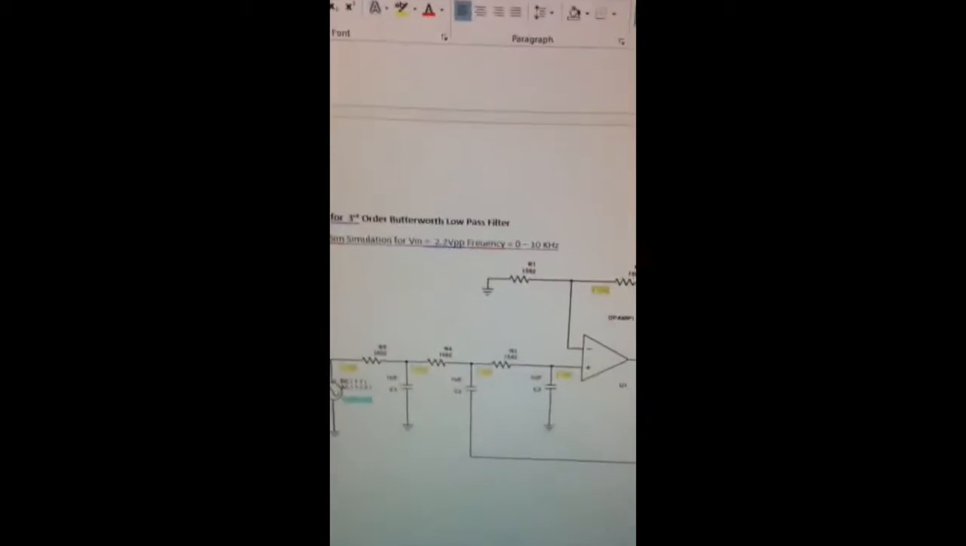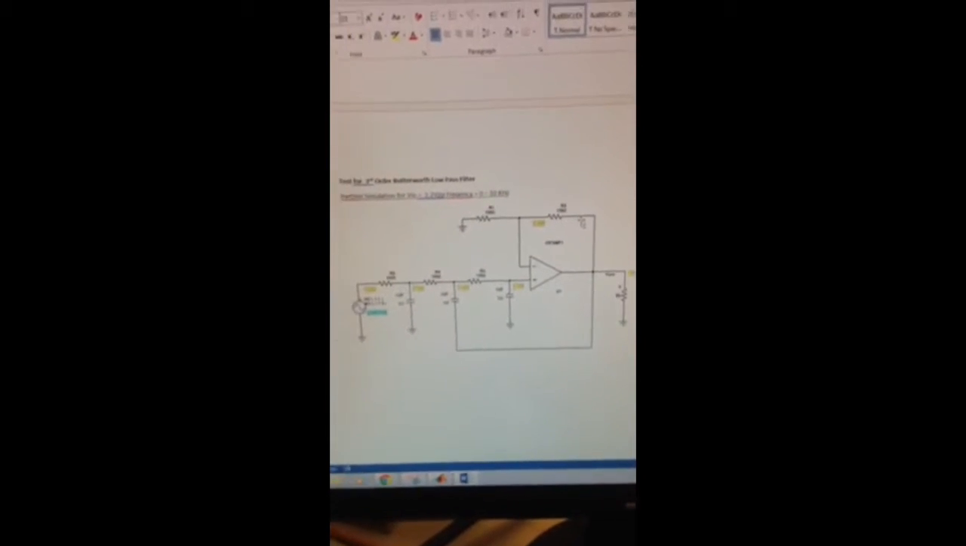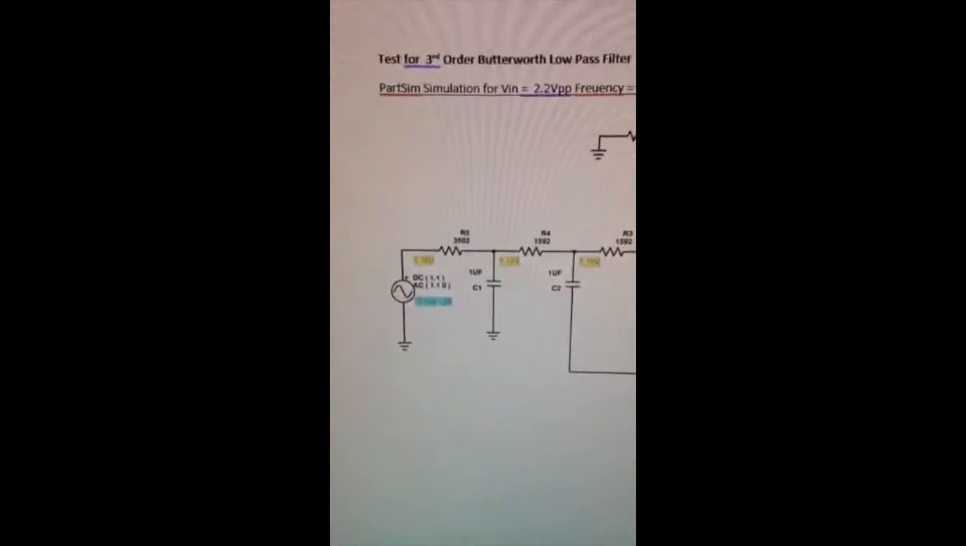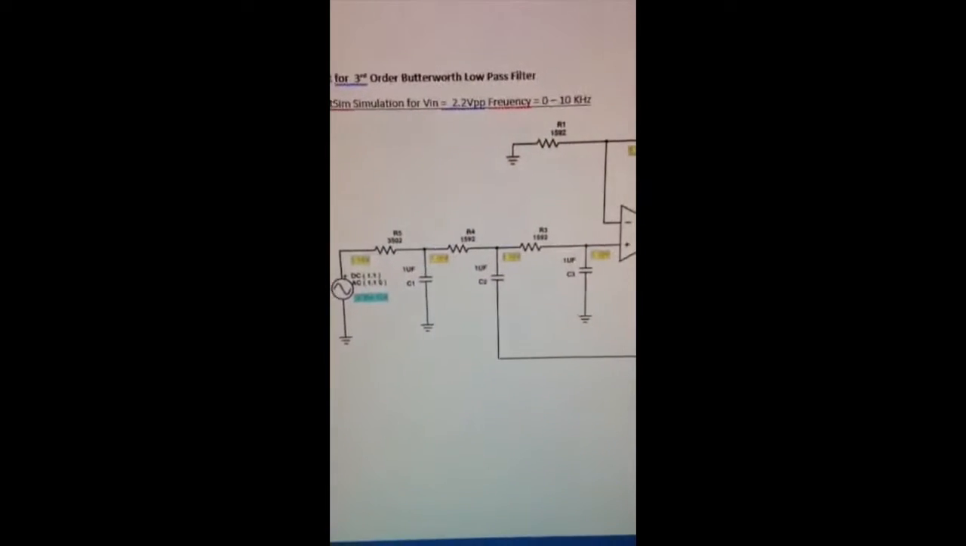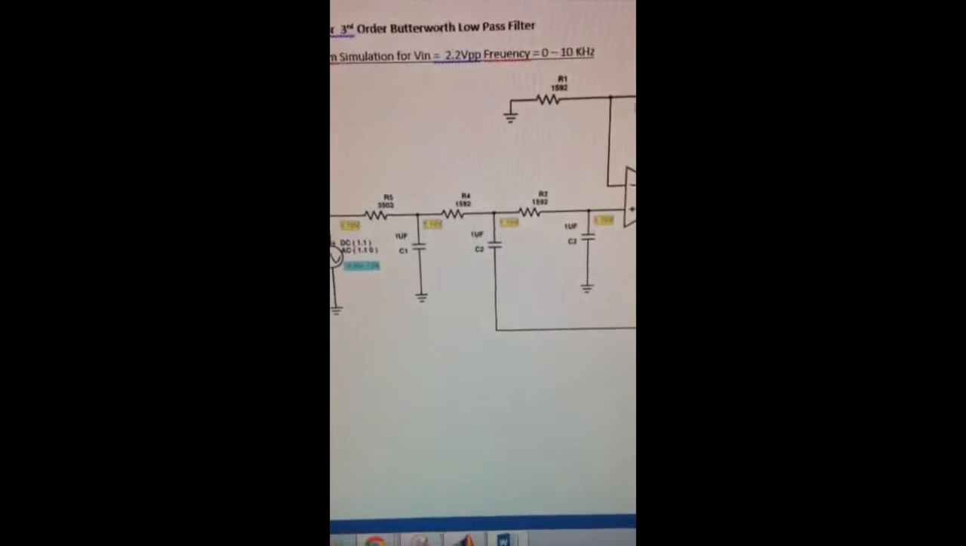Okay, so on to our simulations. Here we have our third order Butterworth filter. And so we start with an AC source of 1.1 volts. Actually, that's the amplitude. Our peak to peak is 2.2 volts. The typical output for any iPhone.